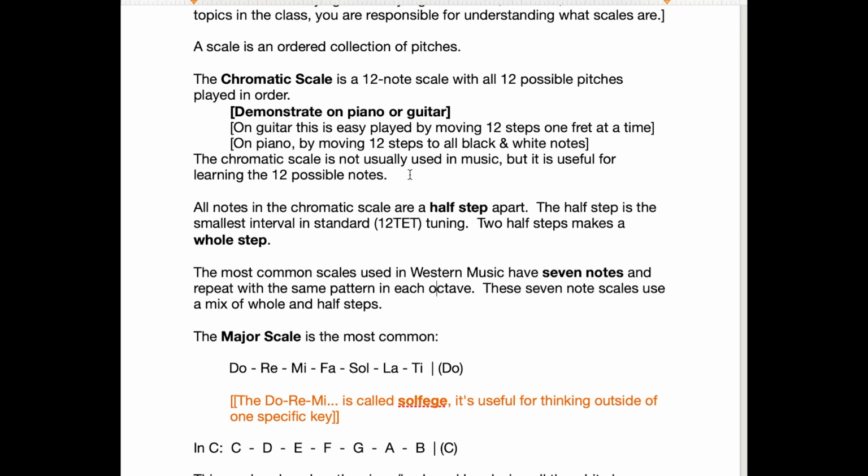Another quick little aside is that on a guitar, it's very easy to see and play the 12 steps of the chromatic scale because you just move up one fret at a time. So if you start with an open string, you go fret 0, 1, 2, 3, 4, 5, 6, 7, 8, 9, 10, 11. Then you've played a chromatic scale. So if you have a guitar around or any normal fretted instrument besides the dulcimer, you will be playing a chromatic scale as you move up and down the frets.